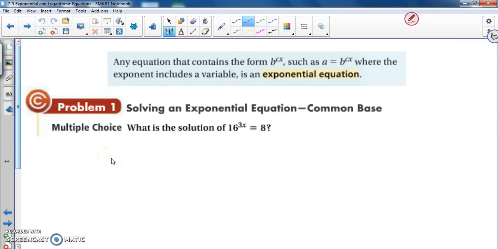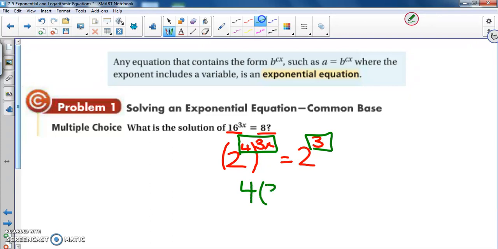An equation that has an exponent is an exponential equation. If we can rewrite our bases as the same base, so if we have 16 and 8, we are going to rewrite them with a common base. So 16 is 2 to the 4th power, to the 3x power. 8 is 2 to the 3rd power. When we have a common base, we can set our exponents equal to each other.